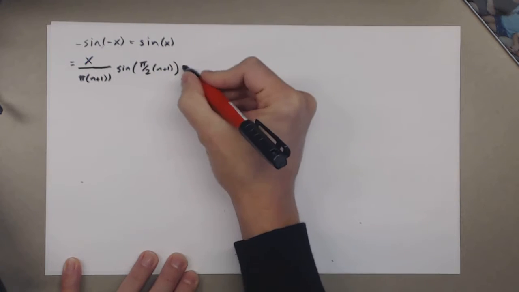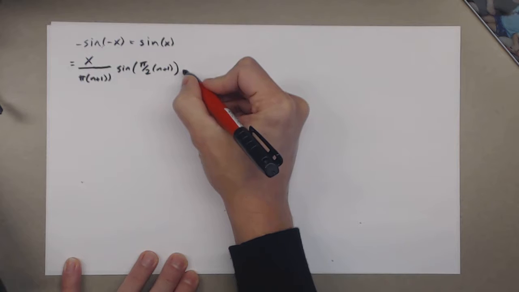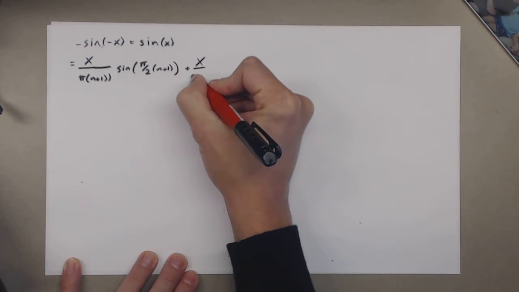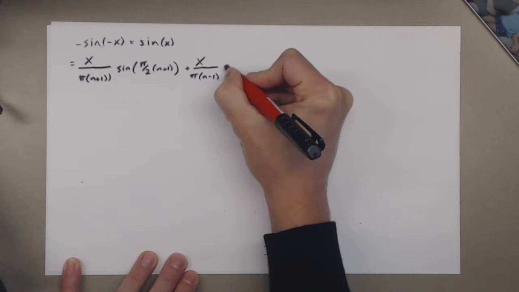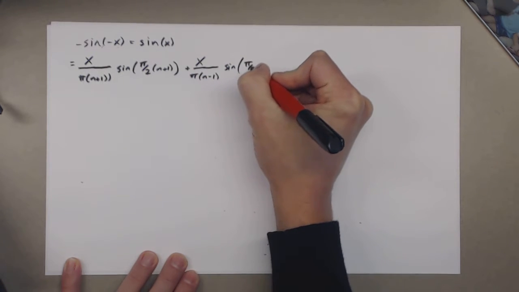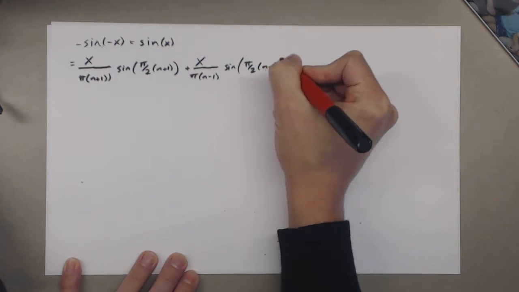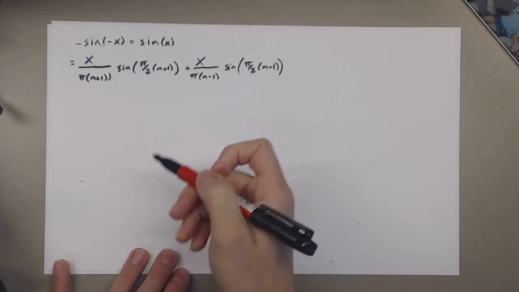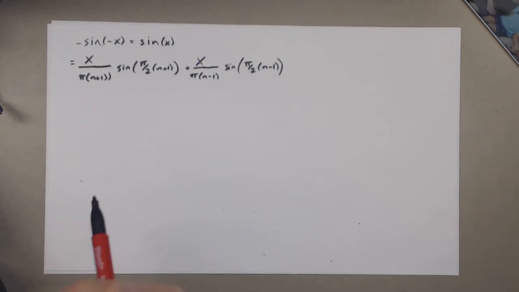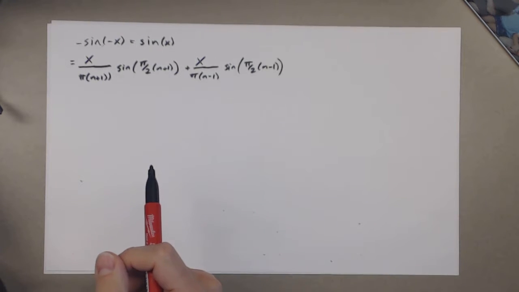So a factor of 2 disappeared, or a half, I guess. And then we have x over pi, n minus 1, sine of pi over 2 times n minus 1. And as we often do, we say, okay, what happens as I try different values of n? And something interesting happens here, right?